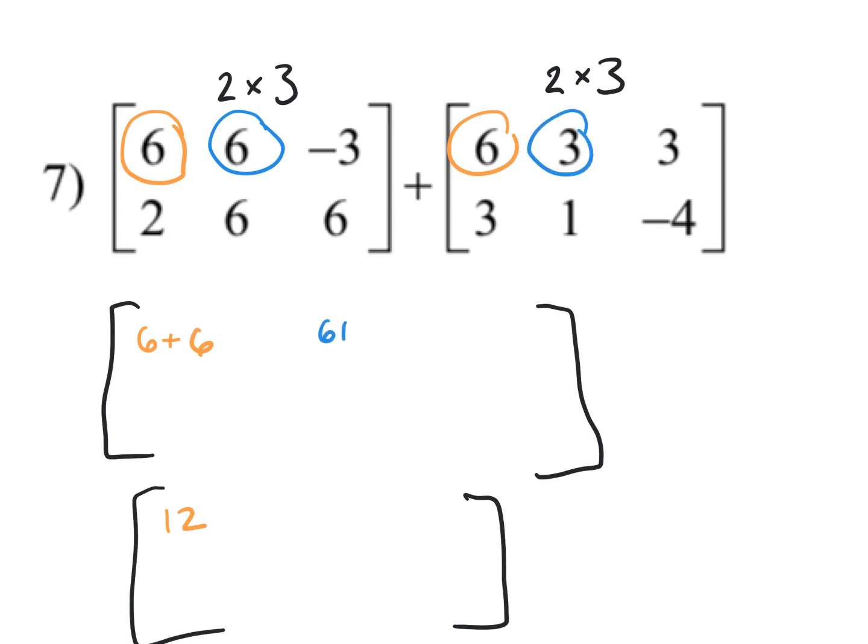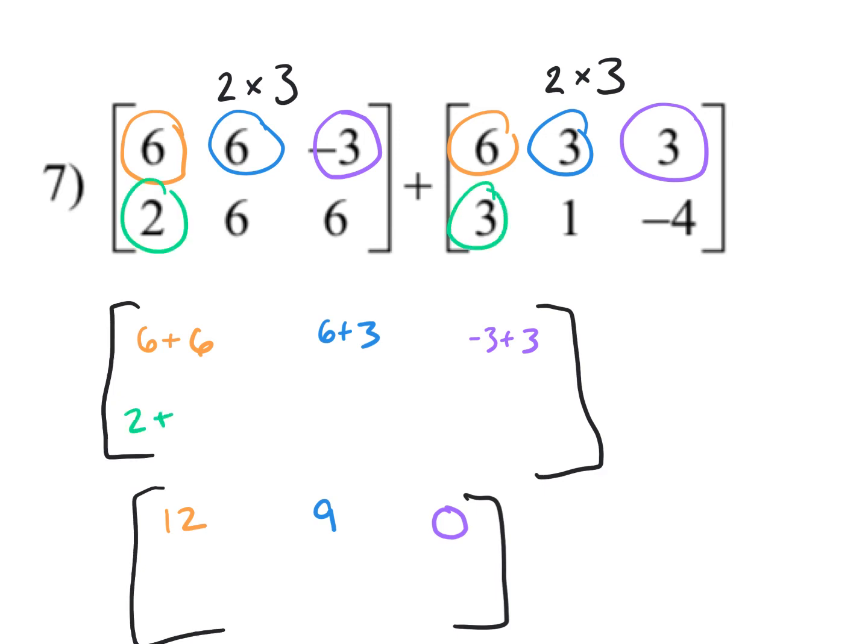6 plus 3. 6 plus 3 is what? 9. What's next? -3 plus 3. What's -3 plus 3? Oh, 0. What's next? 2 plus 3. And 2 plus 3 is? 5. What's next? 6 plus 1. 7.